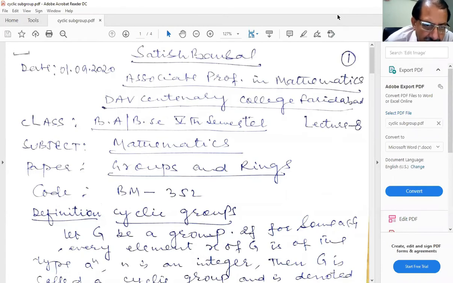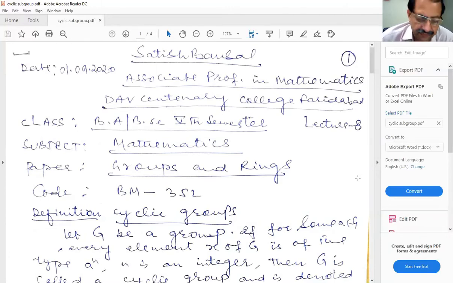Today, my lecture is for class BA/BSc 5th semester. Subject is Mathematics and paper is Groups and Rings, code BM352. The topic of today's lecture is cyclic groups.